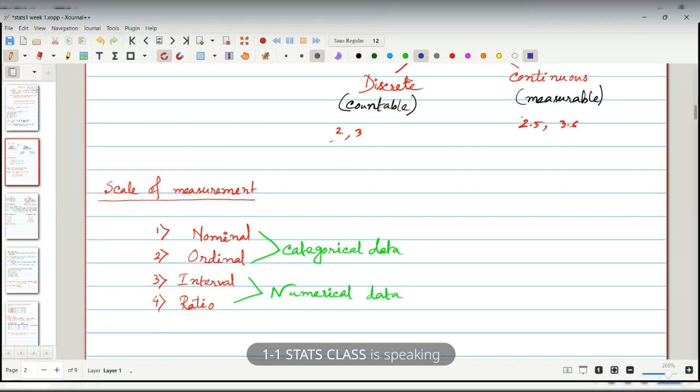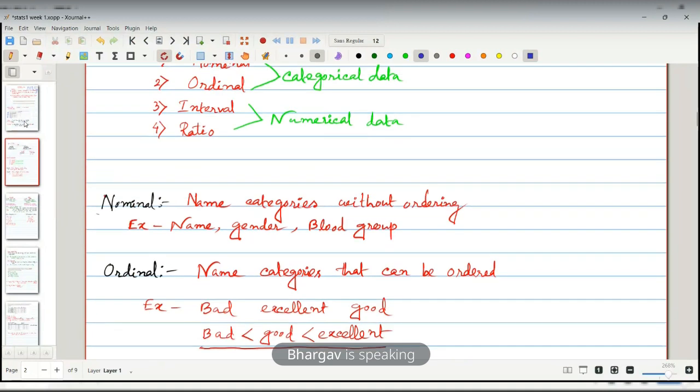Now, next is scale of measurement. There are 4 types of scale of measurement: nominal, ordinal, interval, and ratio. Nominal and ordinal are for categorical data, and interval and ratio are valid on numerical data. First is the nominal scale of measurement. Nominal means named categories without ordering, like name, gender, blood group.